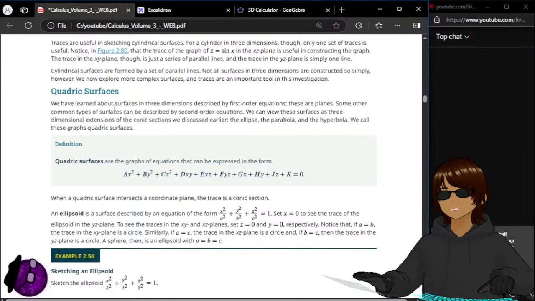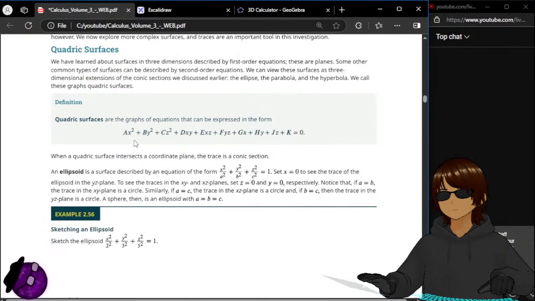Some other common types of surfaces can be described by second order equations. We can view these surfaces as 3 dimensional extensions of the conic sections we discussed earlier. We call these graphs quadratic surfaces. So, okay, they have x squared, y squared, and z squared, x y, x z, y z, then x, y, z, and then a constant k.